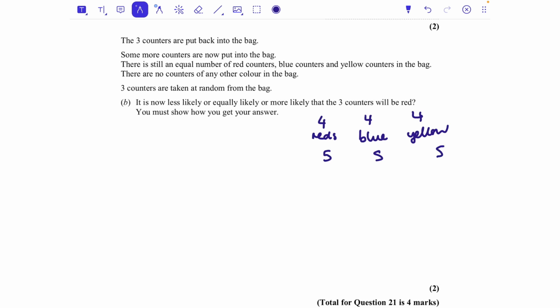Then the probability of red is now 5 over 15 times 4 over 14 times 3 over 13. That's the probability of getting a red 3 times now. You could choose any number as long as you've added more and put it in. Let's just see what happens. So 5 over 15 times 4 over 14 times 3 over 13.